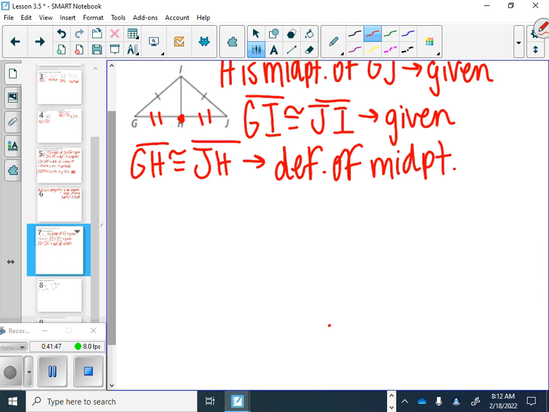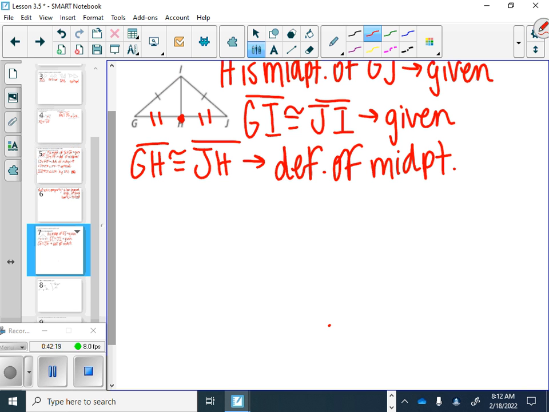So I've got two sides. Can I figure out an angle based off what I'm given? Remember, the angle needs to be in between the two sides, so it would need to be G and J. Is there anything telling me anything about those angles? No. So I need to figure out a side.